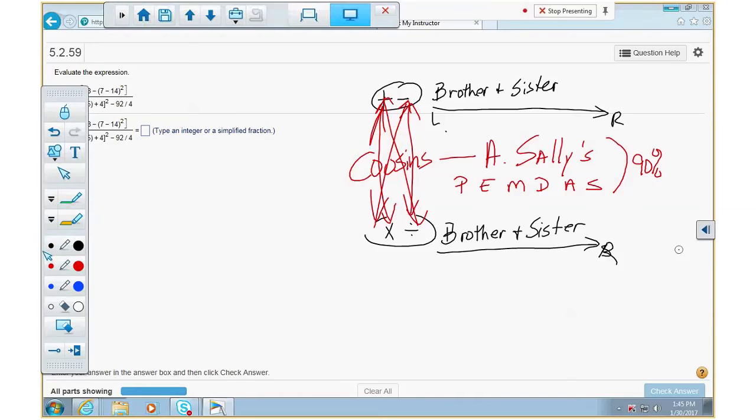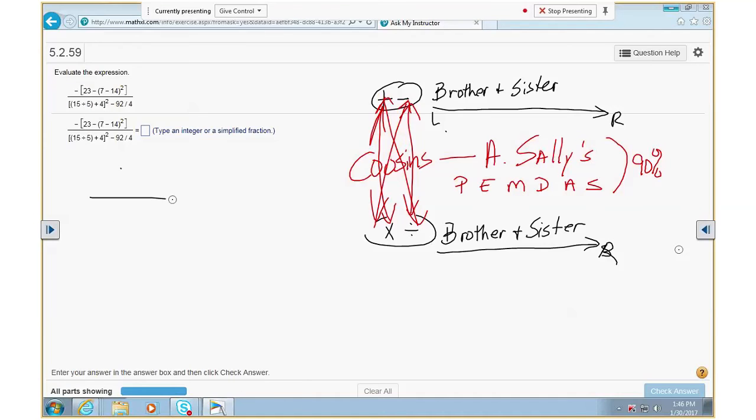It's order of operations. So, in this case, you got 2 things going on. You got a numerator and you got a denominator. Negative 23 minus, parentheses, 7 minus 14 squared over, brackets, 15 divided by 5 plus 4 squared minus 92 over 4.